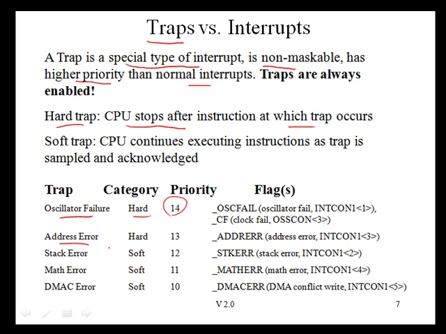And addressing error, that's also a hard trap, but that means that if you try to access, say, a word at an odd location, that's an addressing error. For soft traps, the CPU is going to continue executing instructions after the trap has been sampled and acknowledged. Two types of soft traps are a math error, which is an example of something like a divide by 0, or a stack error, in which the stack overflows and becomes greater than the stack limit register. That's also a soft trap.